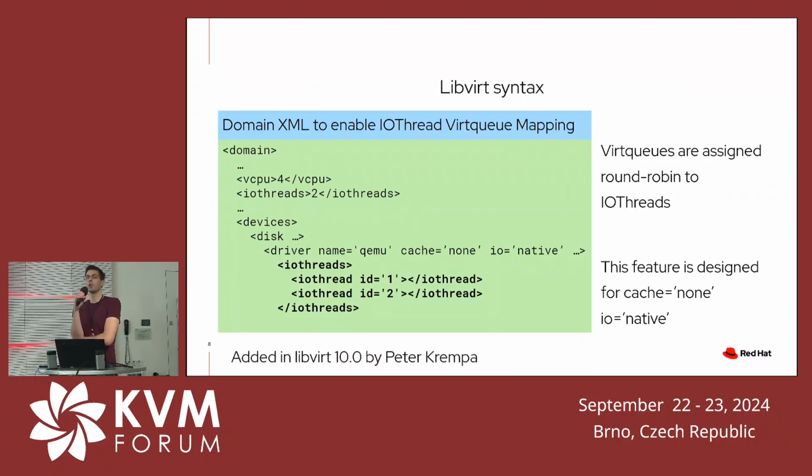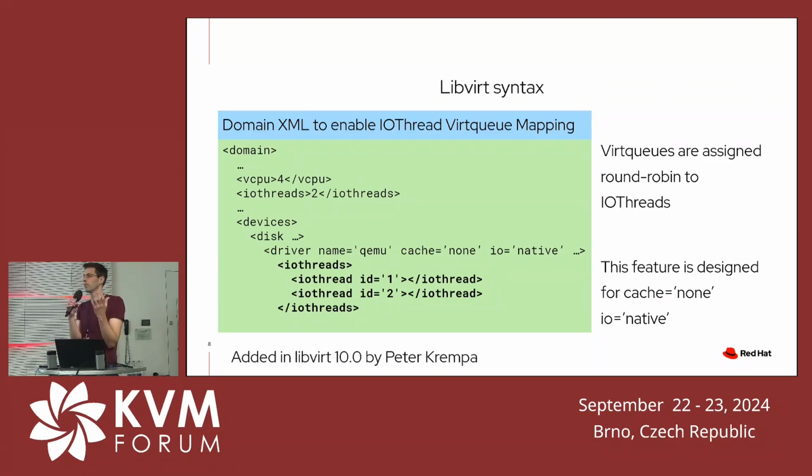So let's start with the libvirt syntax. So this is what you can use today. It's in libvirt 10. Peter Krempa implemented the syntax for us. And now you can add an IOThreads tag to your disks. And you can give it a set of IOThreads. You can tell it use IOThread 1, use IOThread 2. And those IOThreads will be round-robin allocated to the virtqueues.